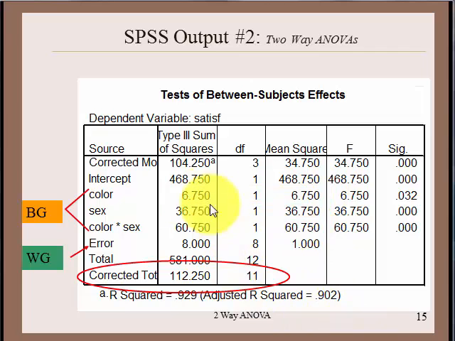So 2 more things you should note. If I want to double check my values here, if I take color, the sum of squares column, if I take color, sex, and color by sex, and error, that shall add to my corrected total of 112. Same thing with the degrees of freedom. I take the 1 here, the 1 there, the 1 there, add 8 to it, I should get 11. Remember, we're always going to ignore that total line and use the corrected total.